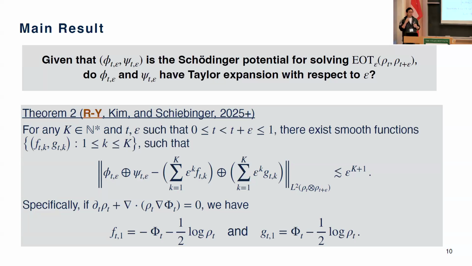And again, since we are motivated by the stability of multi-marginal Schrodinger bridges, and there we are more interested in the first order expansion, here I just provide the first order expansion for simplicity. If this rho_t satisfies such a continuity equation with this velocity vector field, then the first order expansion is related to this velocity potential and the log of the density evolution at this point.